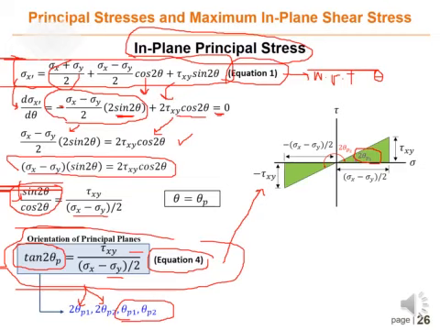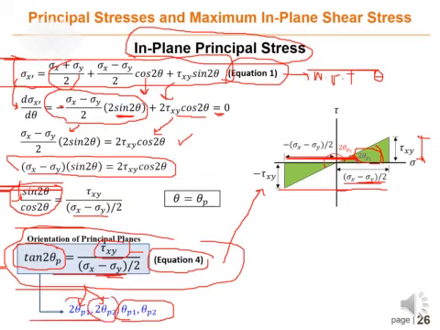Okay, and then we have tau xy, which is this one, and we have sigma x minus sigma y divided by 2, and this is sigma x minus sigma y divided by 2, and then the angle from this plane, which is the stress sigma axis, to this one is 2 theta p1.